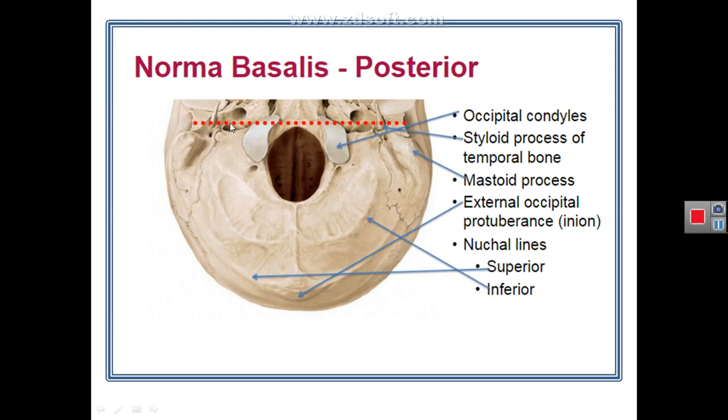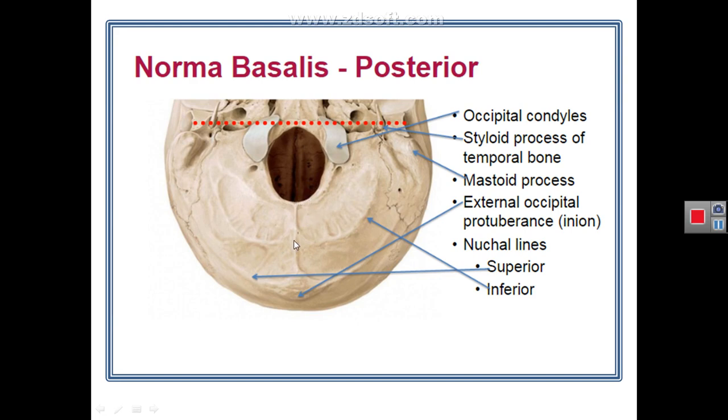Also, lateral to the jugular foramen, you can see the styloid process of the temporal bone. Between the styloid process and the mastoid process is a foramen called the stylomastoid foramen, which is for passage of the facial nerve, the 7th cranial nerve.